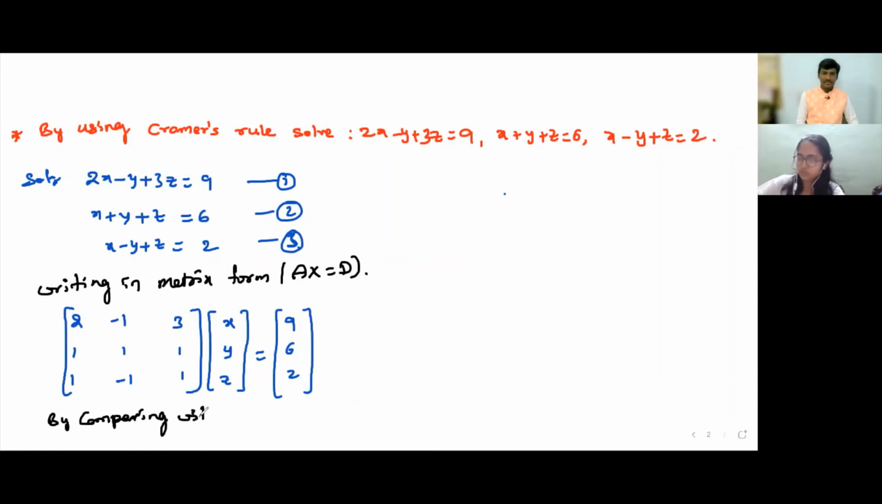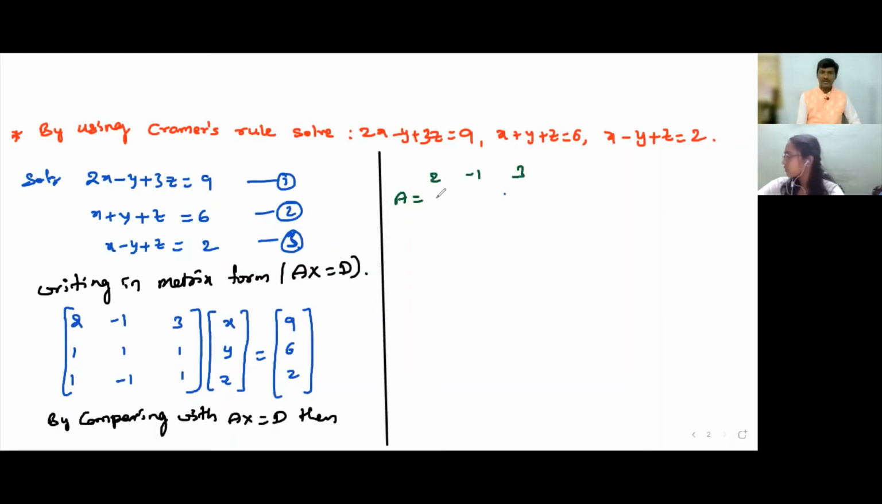By comparing with AX equals D, what is A, what is X, what is D? Okay, so just write this. Here the value of A is a coefficient matrix. All the coefficients we have in A, that is 2, minus 1, 3 and 1, 1, 1 and 1, minus 1 and 1. All these are the coefficients of X, Y, Z.